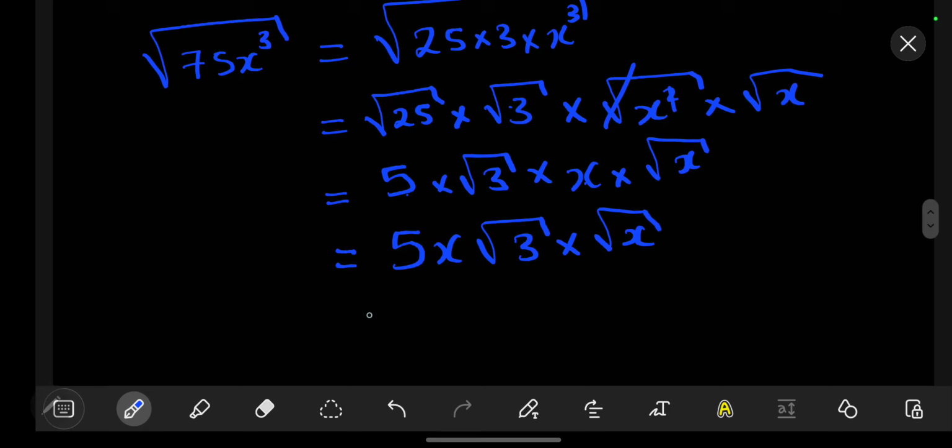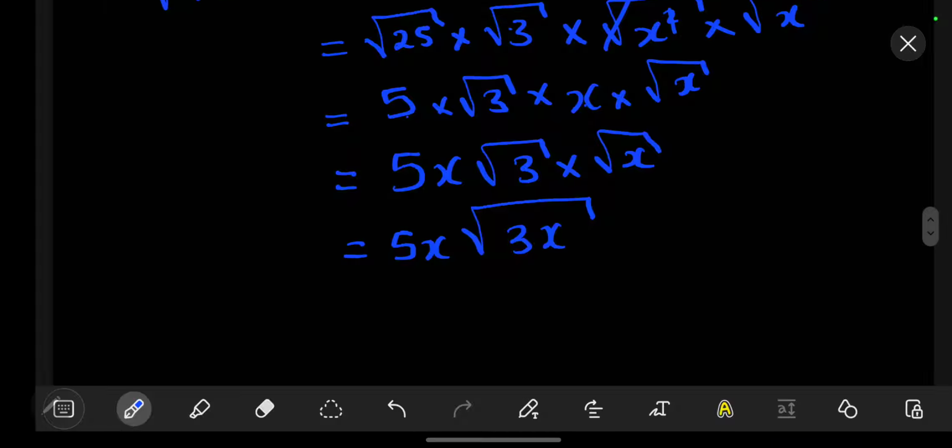So what will happen is that we have 5, then we have the square root of 3 times x. We are going to have our 3x, like that. Yeah, so we have x there. We have put our 5x, like that.